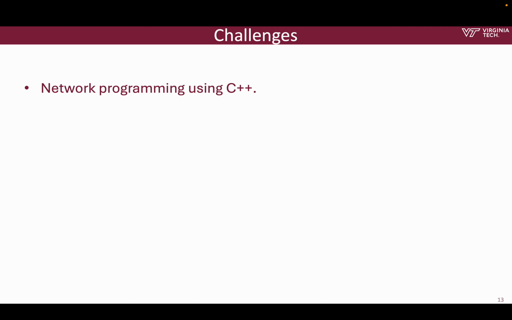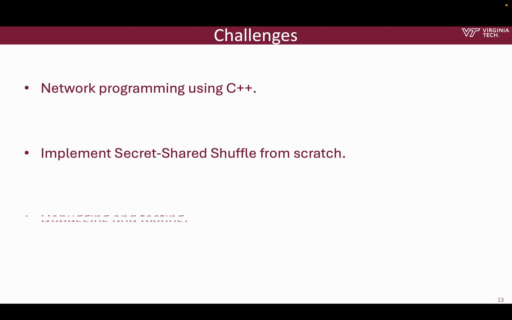To realize the proposed design in practical implementations, we face some challenges as follows. First, we need to look into network programming using C++ and how to use libraries such as EMP-OT for an efficient oblivious transfer protocol. As we have to implement search and shuffle from scratch, there is no available implementation of that protocol at this moment. And when combining protocols together, we need to debug and test to make sure everything works together correctly.